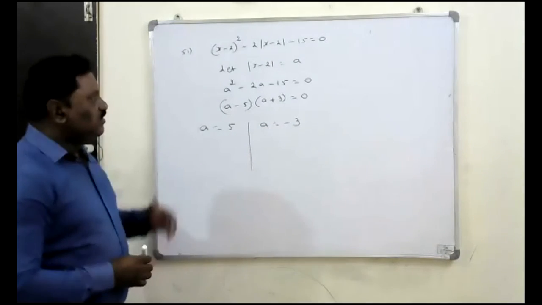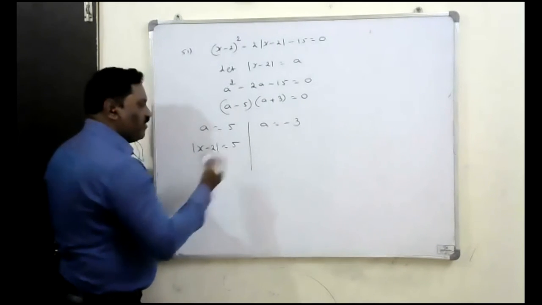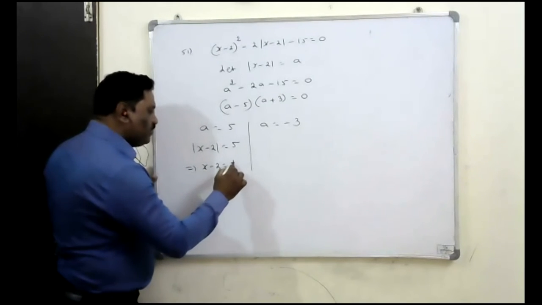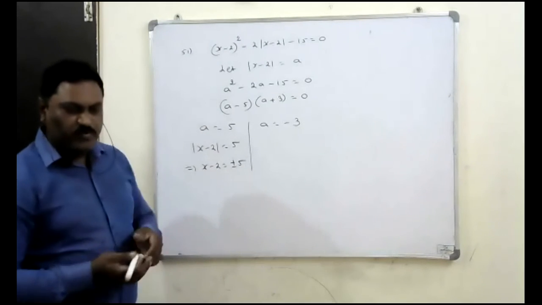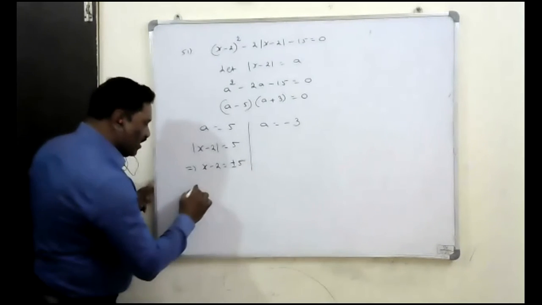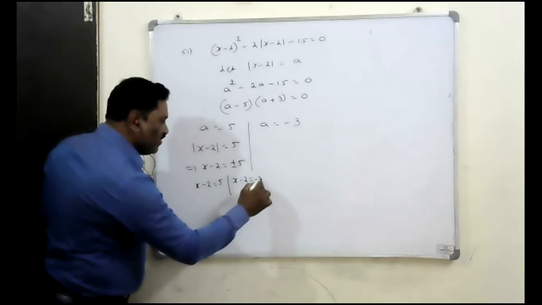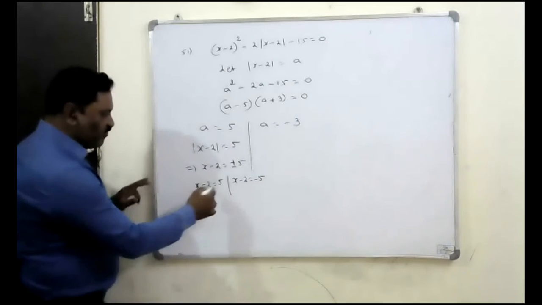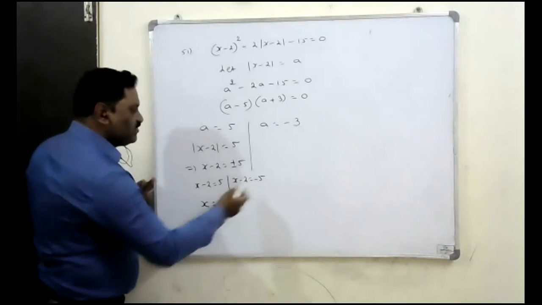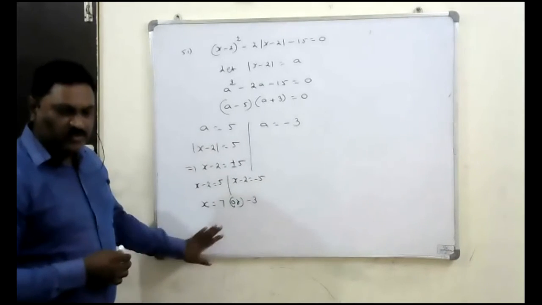You got the two values? That means mod x minus 2 is equal to 5. So if you remove the modulus on one side, on the other side you have to keep plus or minus. Remember that. If you take plus 5, x minus 2 is equal to 5, or x minus 2 is equal to minus 5 is another root. Take plus 5, what is the value of x? 7. Or take minus 5, what is the root? Minus 3. In this case you got two roots.